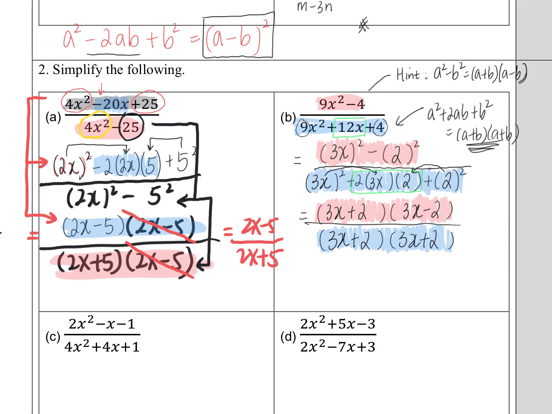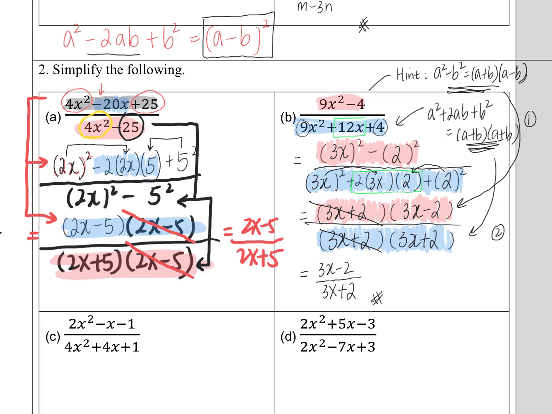Both a plus b. So this one I'm using number 2. This one I'm using number 1. So once you reach this step, find the thing that is in common. What is in common? Yes, then cancel the whole thing out. So the answer is just this one. Okay?